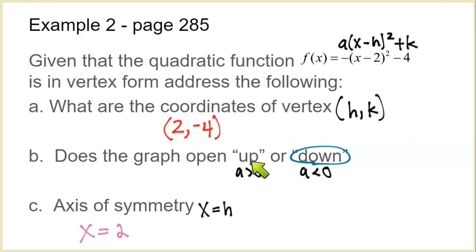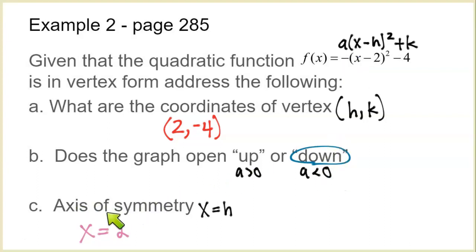And then does the graph open up or down? Well, look at the leading value. If we were to multiply this out as x minus 2 times x minus 2, that x squared term would be negative because of this negative sign when you distribute it. And so that makes the leading coefficient negative, which is less than 0, so it opens downward.